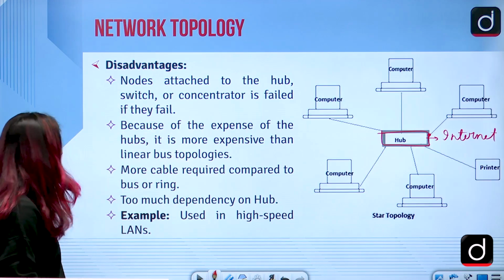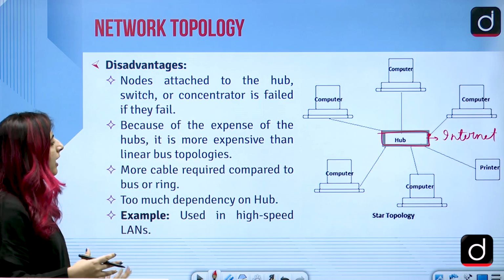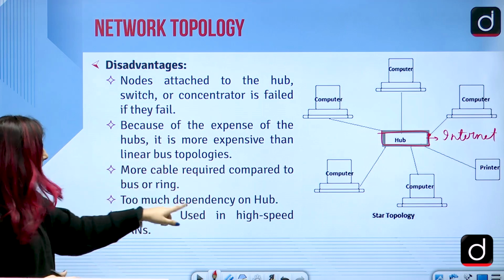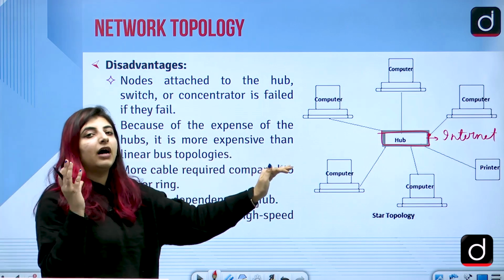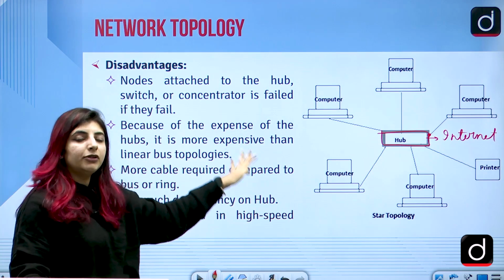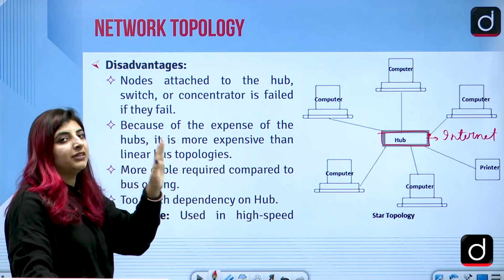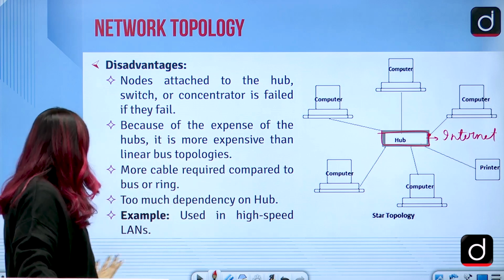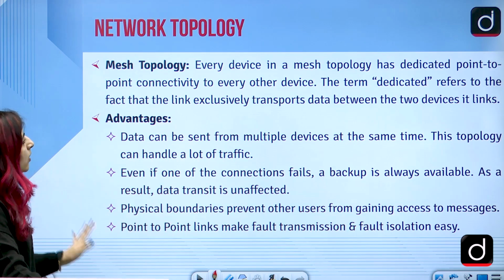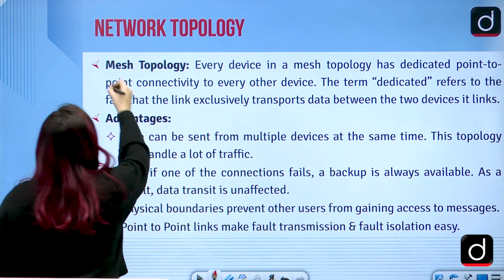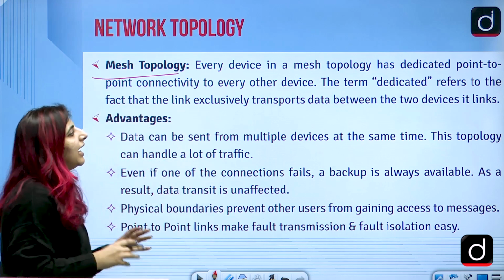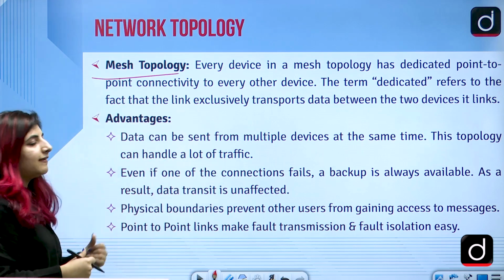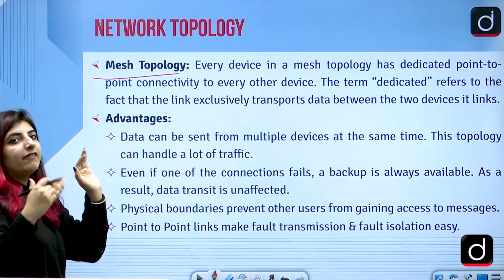Correct? And the disadvantages we have already talked about: more cable is required, and there is too much dependency on the hub. If the hub stops working, all the computers of the systems which are connected using this topology will stop working. Now we have mesh topology. In mesh topology, every device has a dedicated point-to-point connection, just like the star one, to every other device.